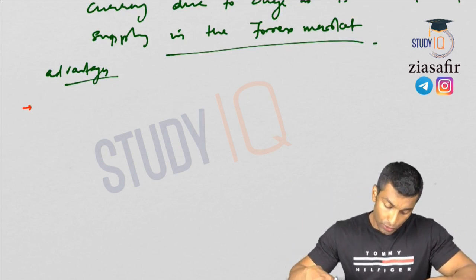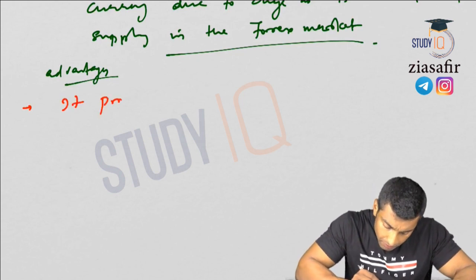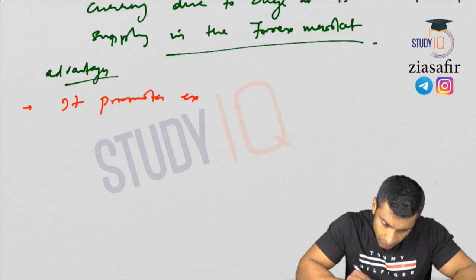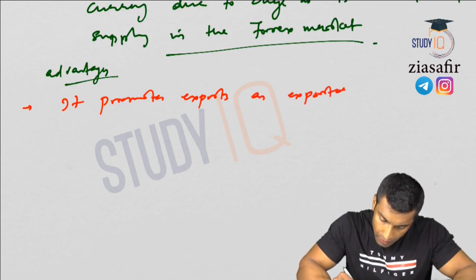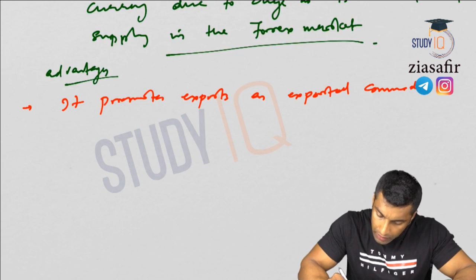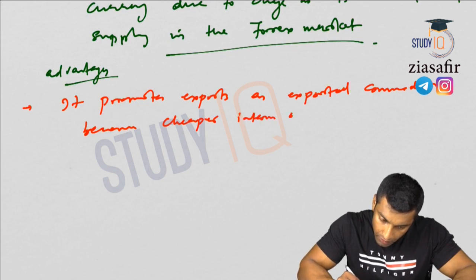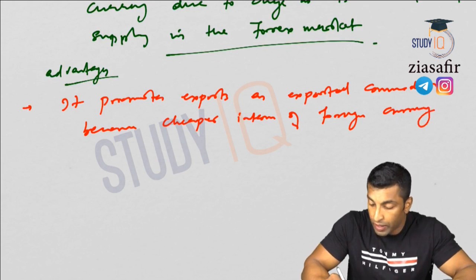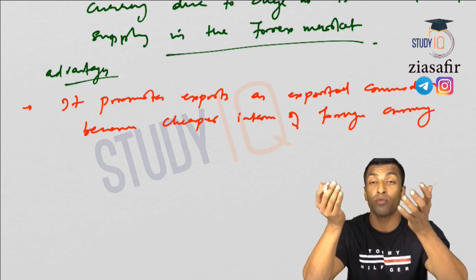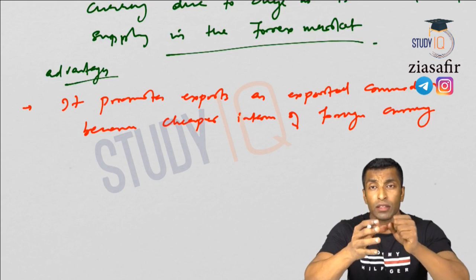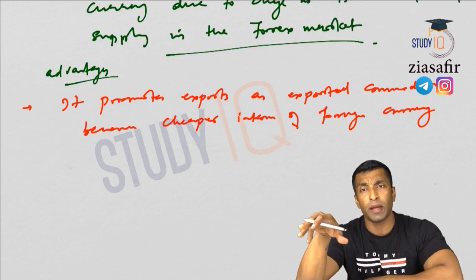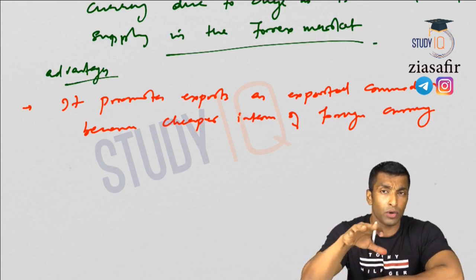Okay, so it promotes exports as exported commodities become cheaper in terms of foreign currency. Okay, so earlier if you were spending $1, you were getting 67 rupees worth of item as a foreigner. Now you spend that $1, you'll be getting around 68 rupees worth of item.